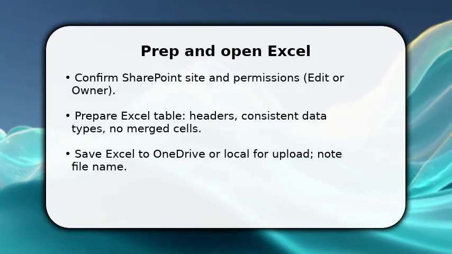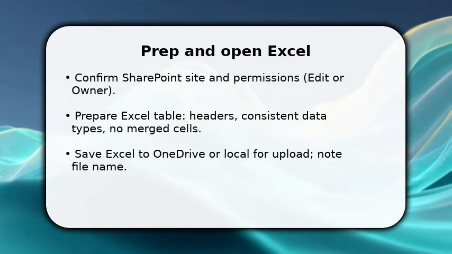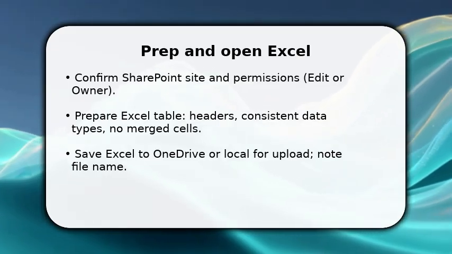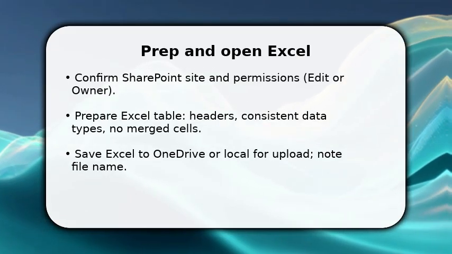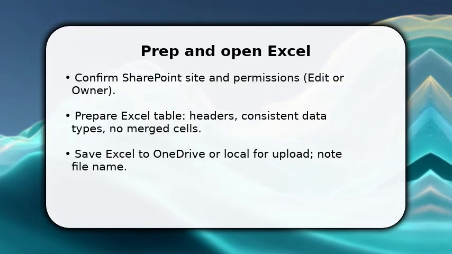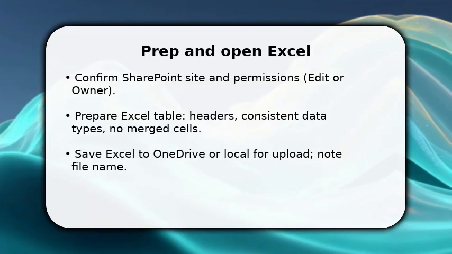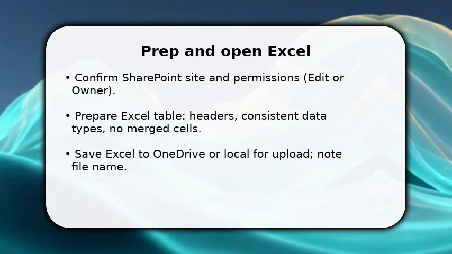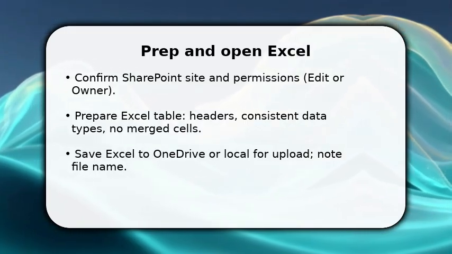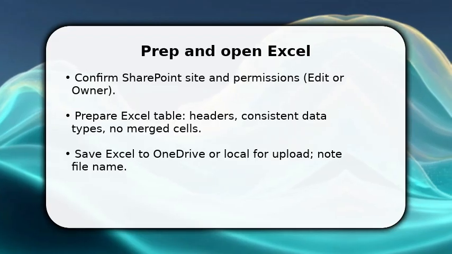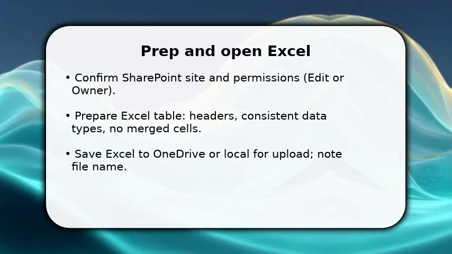You start by verifying you have edit or owner rights on the target SharePoint site, because without permissions, you cannot create lists. Once confirmed, open your Excel workbook and convert the range into a proper table so SharePoint maps columns correctly. Make sure headers are clear and data types consistent. Avoid merged cells or mixed types in a column.